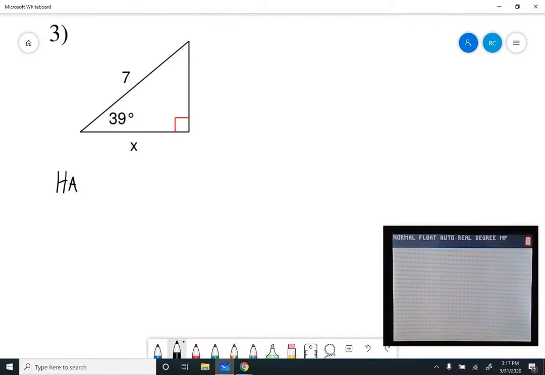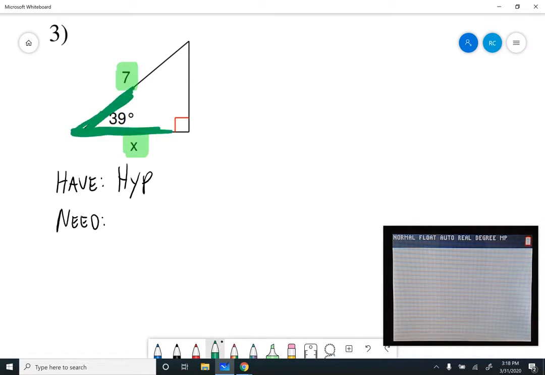What do we have? What do we need? Take a minute, pause the video, take it all the way to the end if you can. Ready, set, go. Looks to me like what we've got is the hypotenuse. And what we're looking for is this adjacent side. It's adjacent once again because it is actually part of that angle.